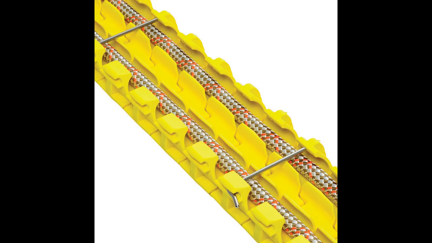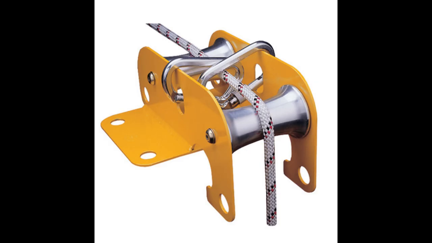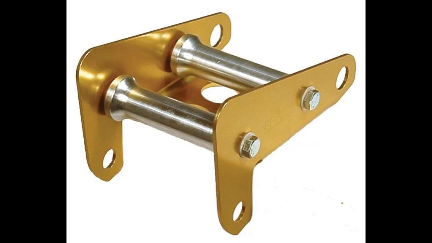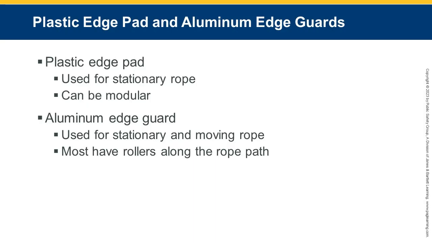Next, we have aluminum edge guards. These are an excellent choice for either stationary or moving ropes. They come in various designs. Some conform to a variable surface, while others are perfect for protecting a sharp 90-degree edge. Many aluminum edge guards include moving rollers along the rope path to reduce friction, though some are fixed. Here's a key safety point: all edge guards must be firmly secured. You don't want them moving or, worse, dropping during a rescue. Think of aluminum guards as the luxury SUV of edge protection. They handle the tough spots with ease and make sure your rope stays safe.